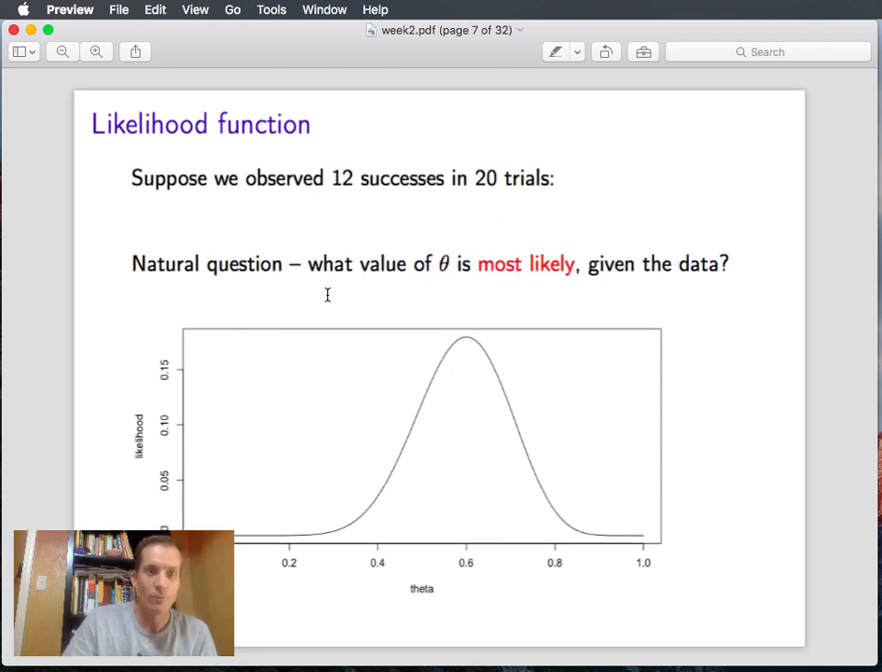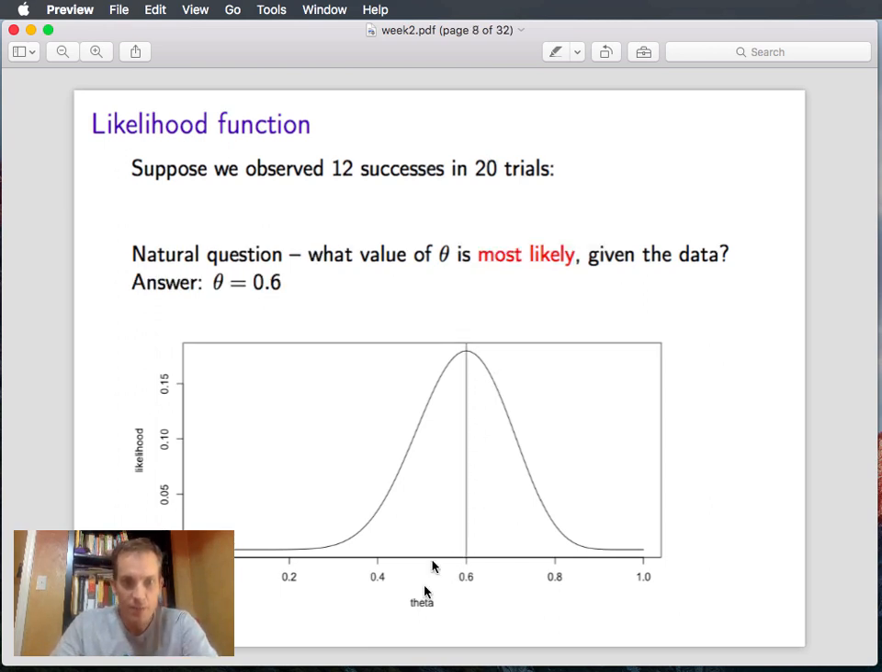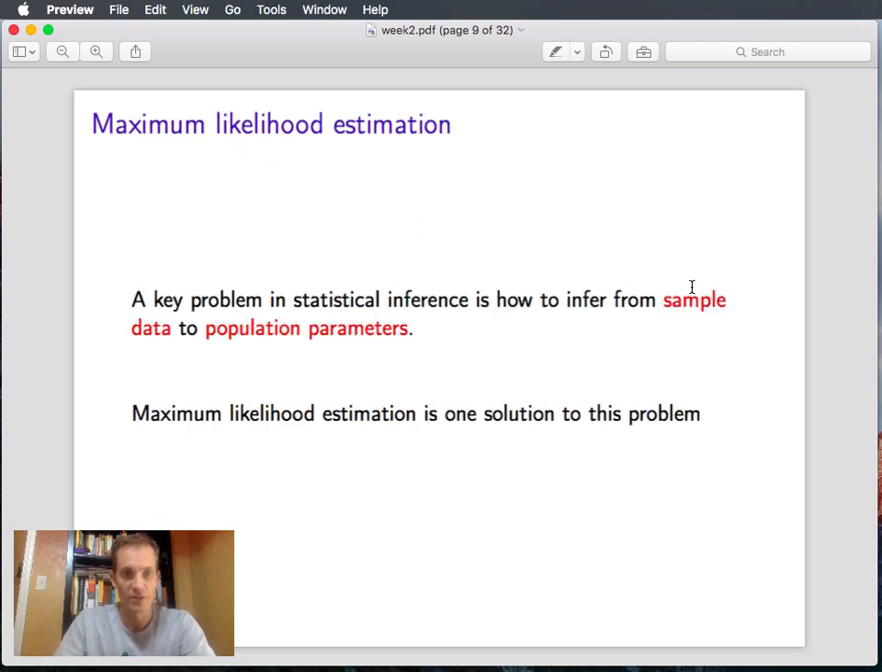Okay? In fact, we can ask ourselves, what value of theta is the most likely given the data that we've observed? And you might guess that it is somewhere around 0.6. And you would be right. And we're going to show today how you actually compute that number, how you get that theta of 0.6.